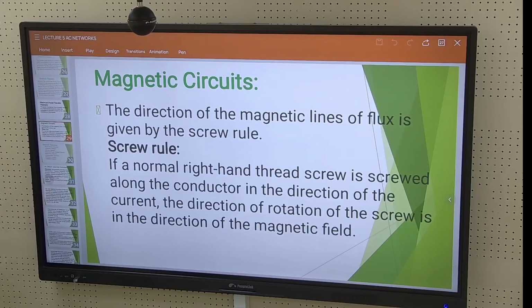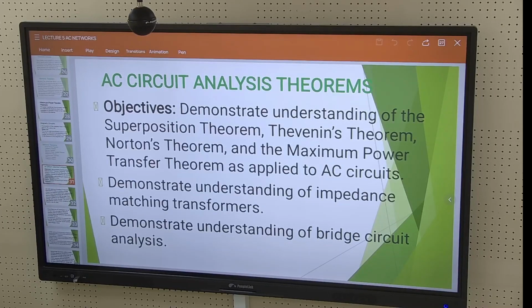AC circuit theorems, analysis. The objective is to demonstrate the understanding of the superposition theorem, Thevenin theorem, Norton theorem, and maximum power transfer theorem as applied to AC circuits. To demonstrate the understanding of impedance matching transformers, and the understanding of the bridge circuit analysis.